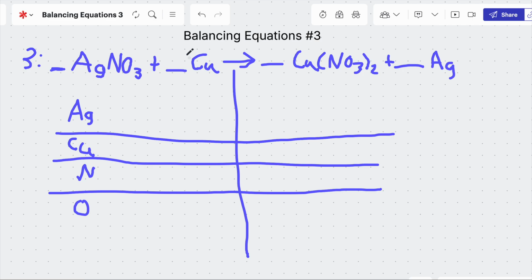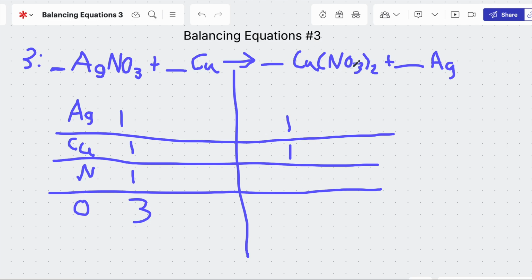So on this side, Ag's, no number in front of that. That's just 1. Cu's, same thing, just 1. N's, also no number in front, just 1. And O's, got that little 3 there. That's 3. Right, on this side, Ag's, no number in front, so that's a 1. Same with the Cu's, that's a 1.